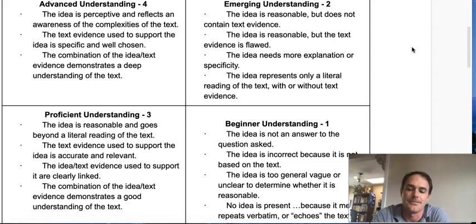You met the objective. Now, to get advanced or to get a 100, which is very hard to do, you need to go above what was expected with an idea that's perceptive. Notice there's a different word there, and reflects an awareness of the complexities. Your text evidence is specific and well chosen, and the combination of your idea and the text evidence demonstrates a deep understanding of the text. This is above proficient. You are advanced. You are awesome. I did give a few of those out, but they're rare.